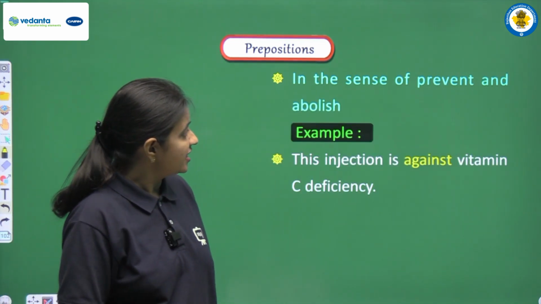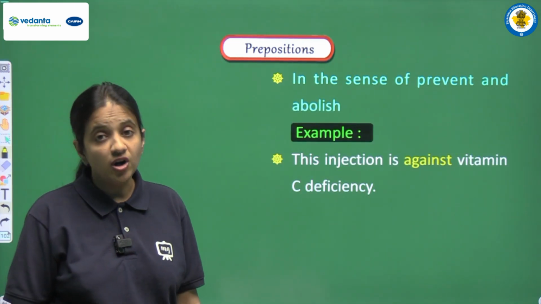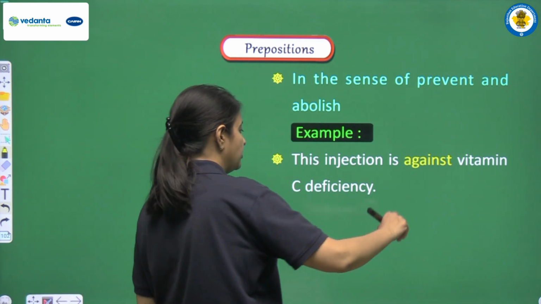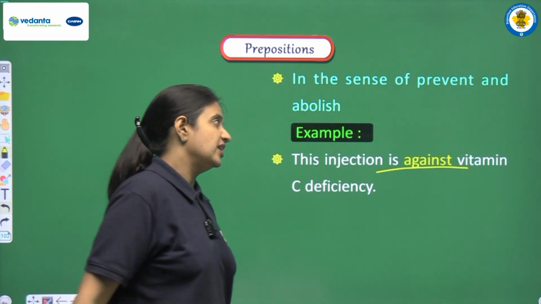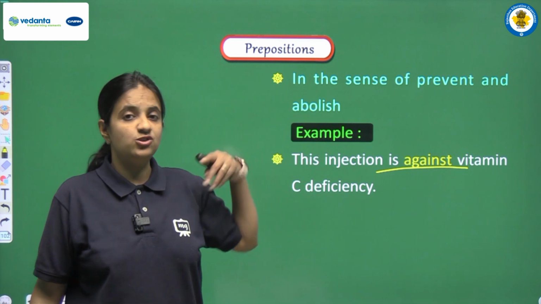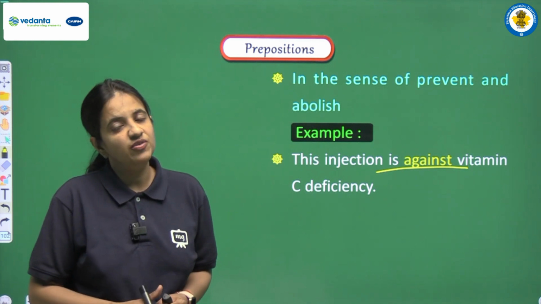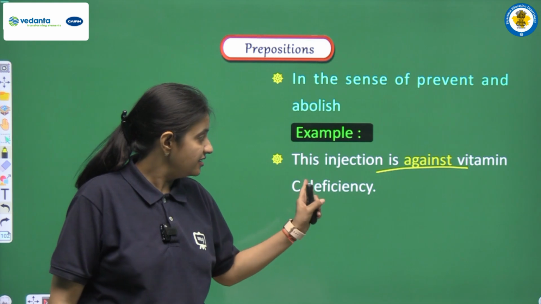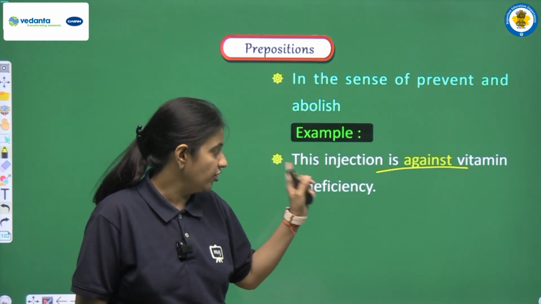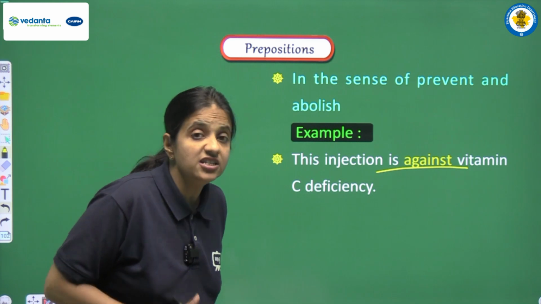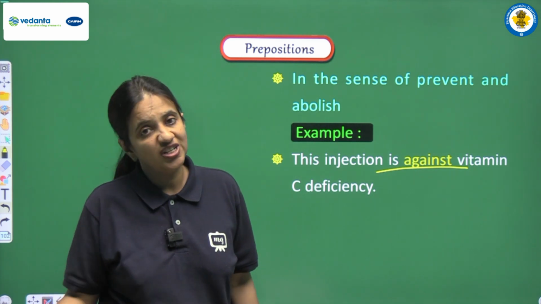It is used in the sense of prevent and abolish. Let's see the example. This injection is against vitamin C deficiency. So yes, whenever we are trying to show the sense of preventing something, the sense of abolishing something, then also we can use against. In this sentence, we are talking about one injection, and we are saying that this injection is against vitamin C deficiency.